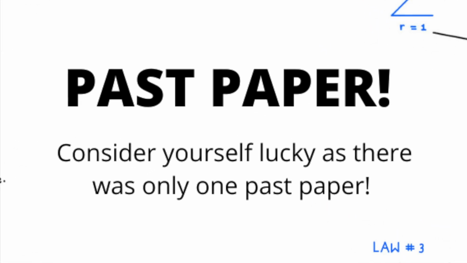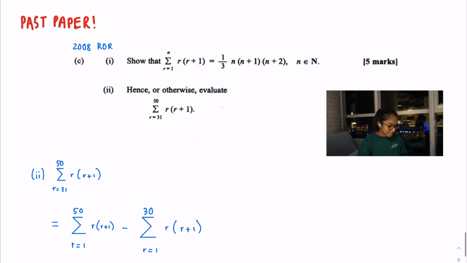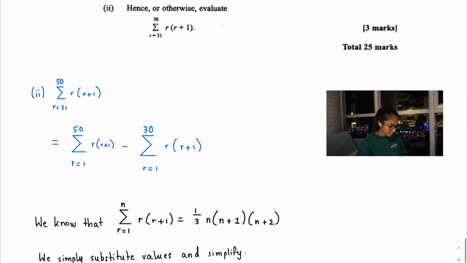Okay, so what you'll notice is we actually did Part 1 of 2008 Rest of World, or Rest of Region, so ROR. And now we're going to do Part 2, so pay attention to this one. This says, hence or otherwise evaluate this. So we notice that r is not equal to 1, it's equal to 31. So that's a special case. So we're going to apply what we learned before to do this one.